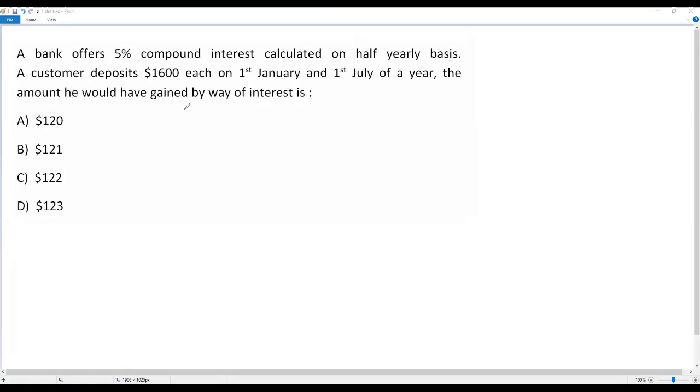Okay, here we have two 6 months time periods in a year. So the first 6 month time period is January to June, and the second one is from July to December. Okay, the customer deposits $1,600 on 1st January, and also he deposits the same amount on 1st July. Okay, let me write over here.